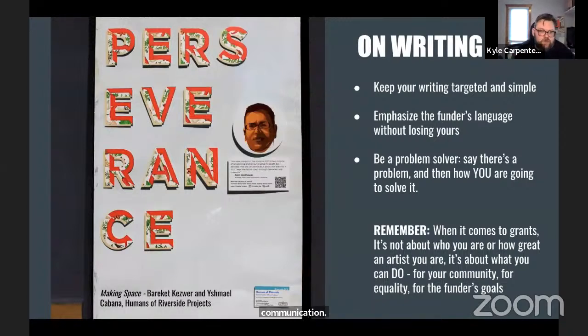I recommend trying to think, again, in that process of communication, try to emphasize the funder's language without losing yours. You don't have to give up what's important to you. You don't have to give up the way that you think about it. But the more that you can combine their language with yours, the more likely you are to reach that point where they can be convinced.